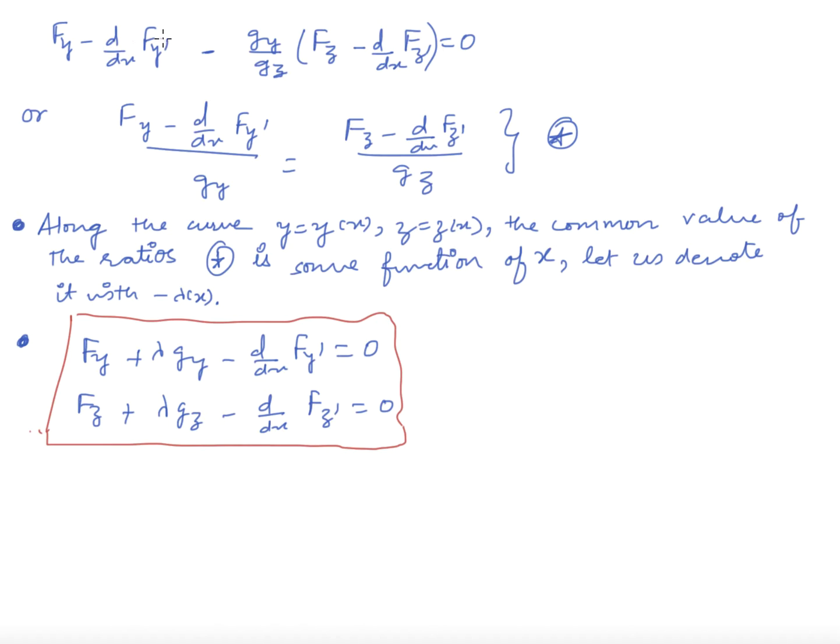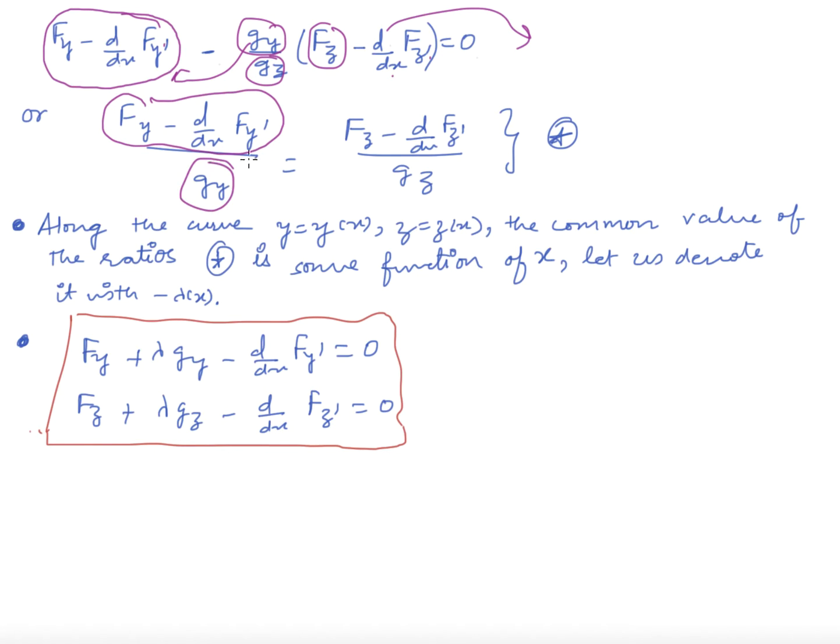So now the variational derivative is nothing but the left hand side of the Euler equation. So this is equal to fy minus d/dx of fy dash minus gy upon gz times (fz minus d/dx of fz dash) is equal to 0. You just take this thing on the right hand side and divide by gy. You will get (fy minus d/dx of fy dash) divided by gy is equal to (fz minus d/dx of fz dash) divided by gz.